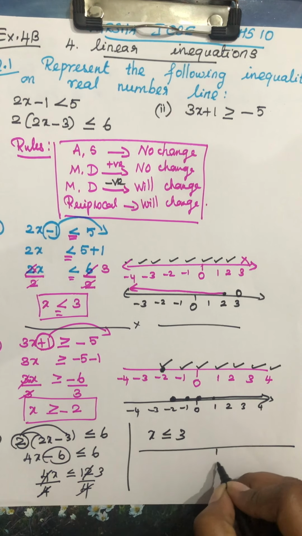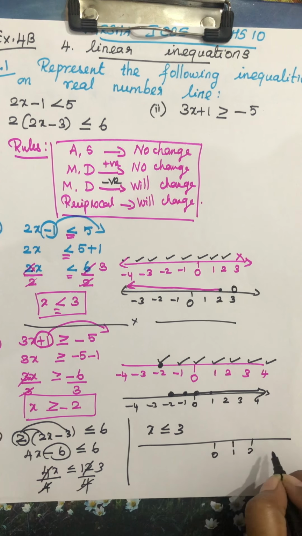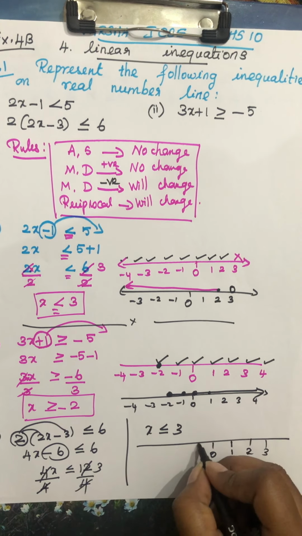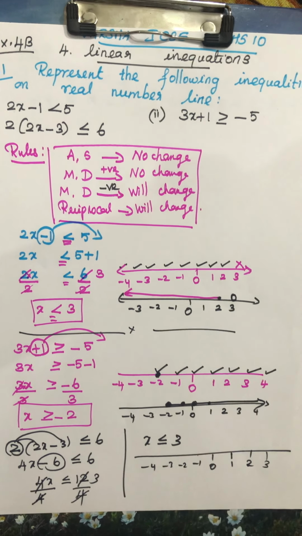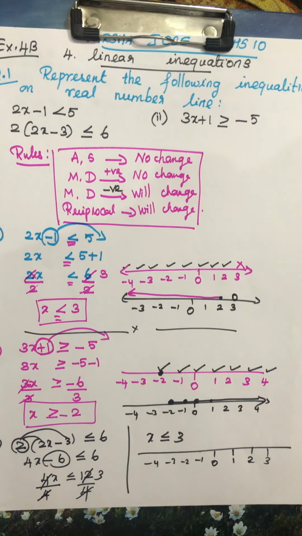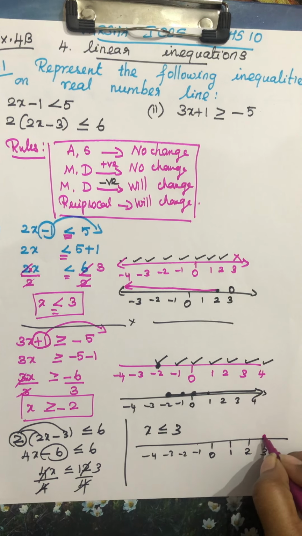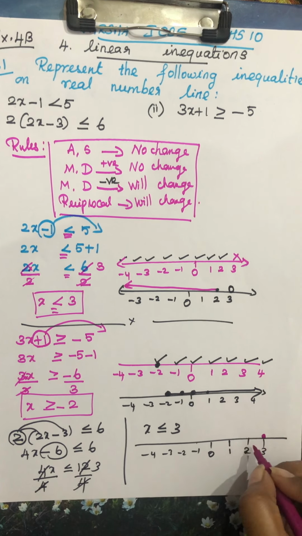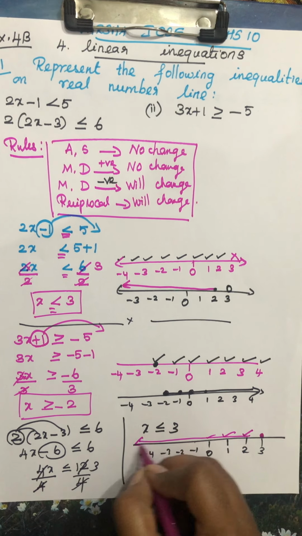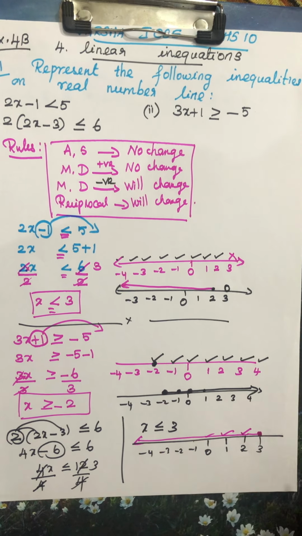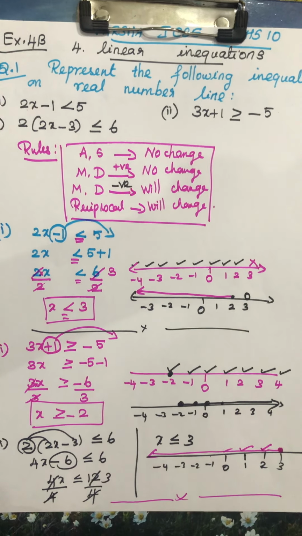You have to take all the numbers which are less than 3. 1, 2, 3. This is minus 1, minus 2, minus 3 and minus 4. What are the values of x? x is less than or equal to 3. So 3 is included. Less than means it can take 2, 1, all the numbers. It starts from 0. That's all. You got your answer. I hope you all understand. Thank you.